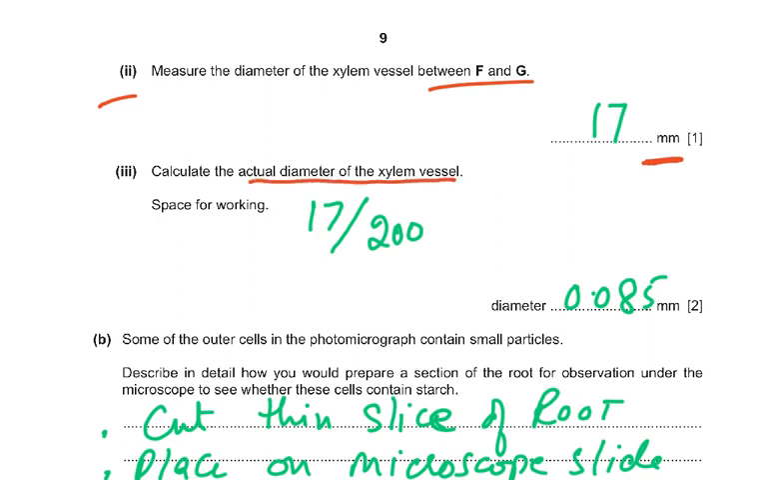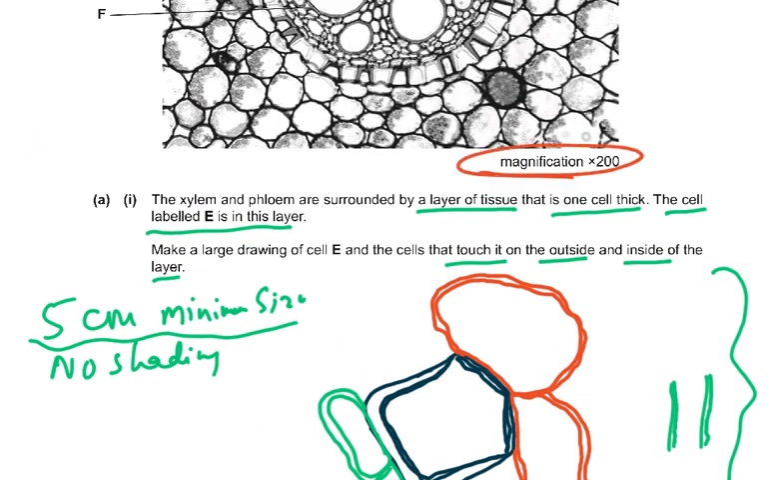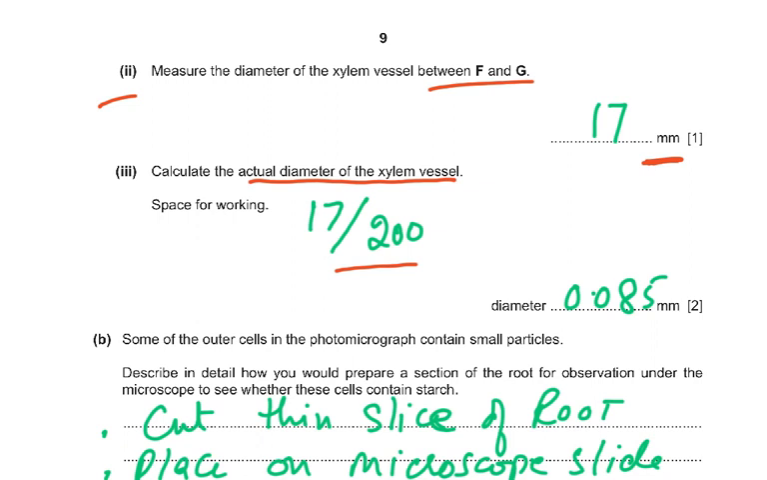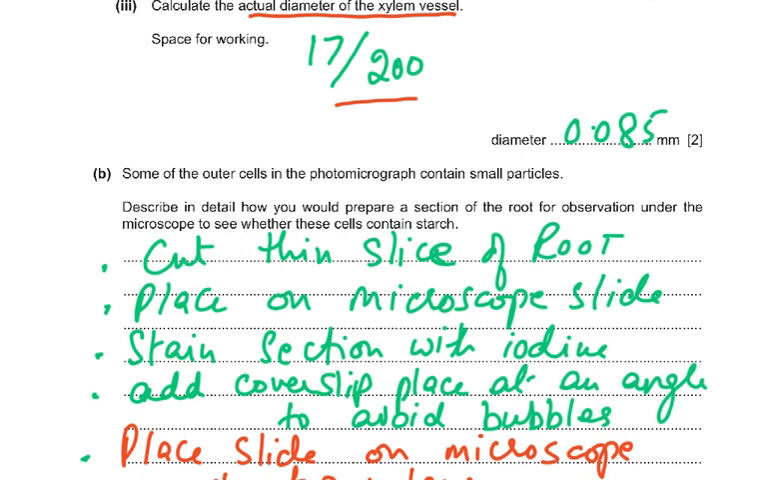Calculate the actual diameter. Why are we dividing it by 200? Because you can look in the diagram. The diagram has a magnification of 200. So please look at the magnification in your question. It might be 400, might be something else. So you divide it by the magnification and you get a value of 0.085 millimeter. So you need to be very careful in giving it to the correct number of decimal points, that is 3 decimal points here.